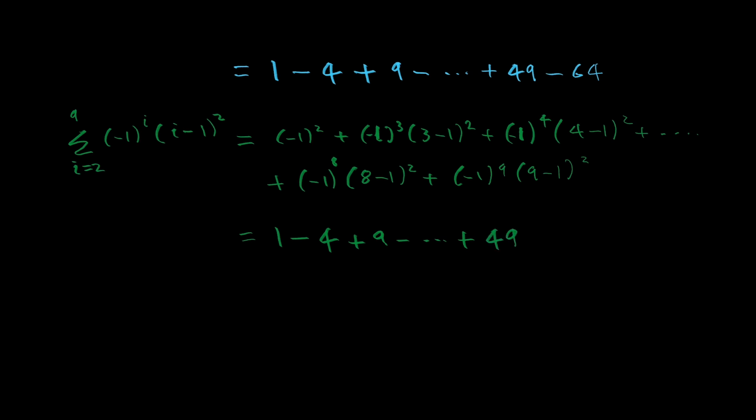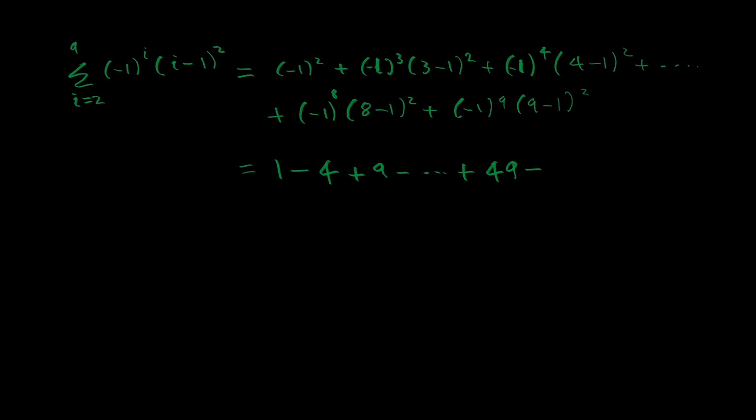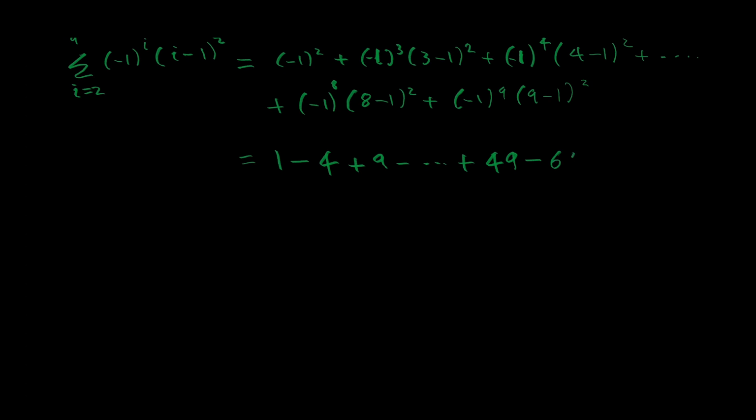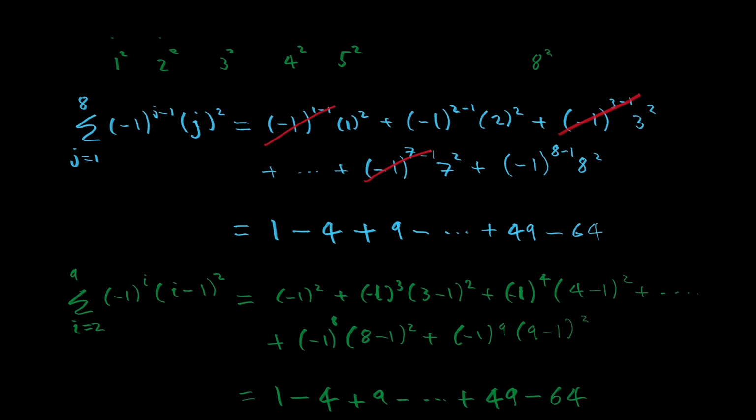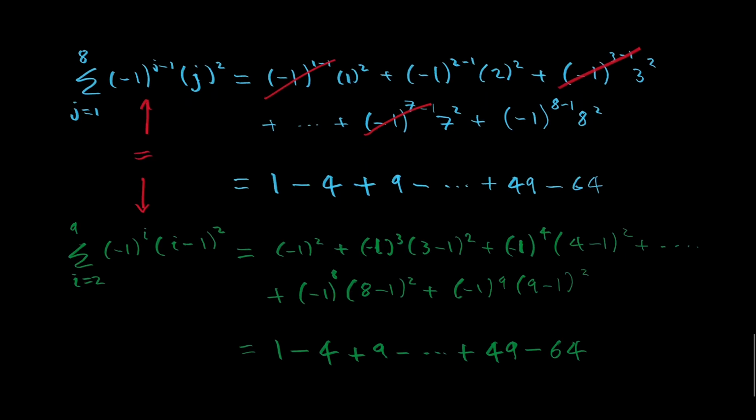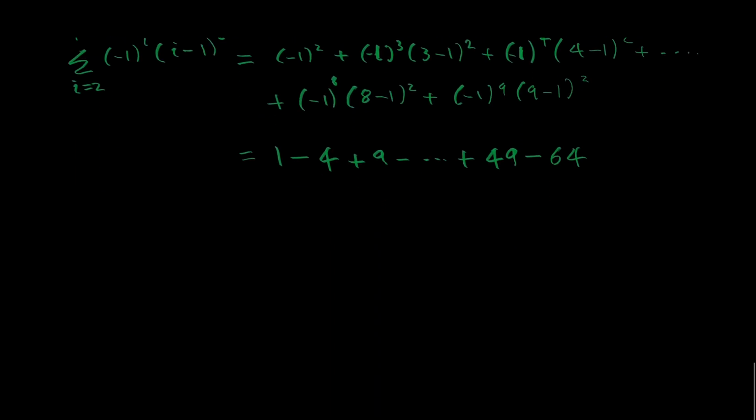Again, we can see that we would get the same thing. In the last term, negative 1 is raised to an odd power, which is 9. So you're going to have a negative sign in front of whatever 9 minus 1 squared happens to be, which is 64. So you can see that these two are equal. So that's just another way of writing that sum.